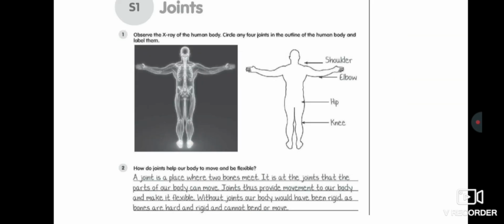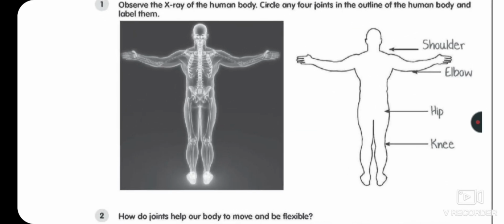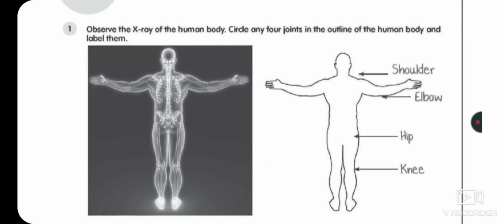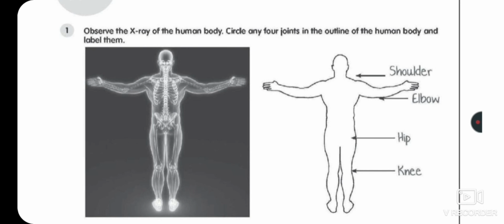So children, now we are going to solve our worksheet, and I hope you all are very aware with all the terms, and now you are able to solve this worksheet. So children, observe the X-ray of the human body. Circle any 4 joints in the outline of the human body and label them.